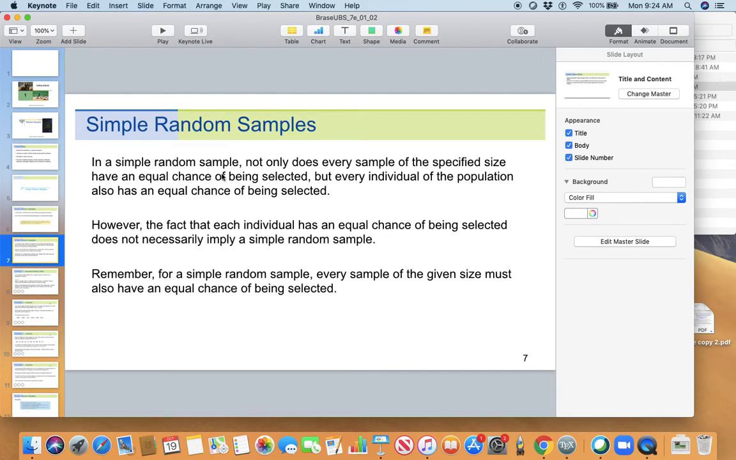So in a simple random sample, not only does every sample of the specified size have an equal chance of being selected, but every individual of the population also has an equal chance of being selected. However, the fact that each individual has an equal chance of being selected does not necessarily imply a simple random sample. Remember, for a simple random sample, every sample of the given size must also have an equal chance of being selected. Okay?